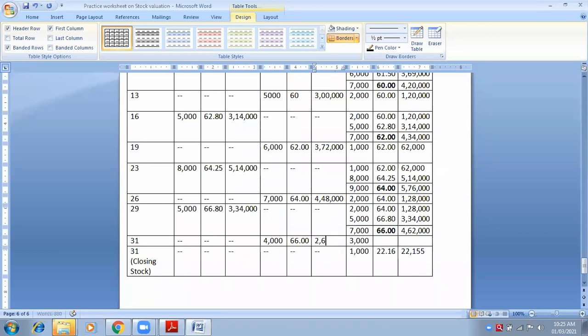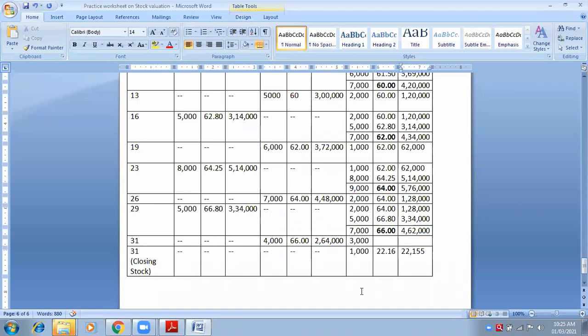4,000 into 66 is how much? 2,64,000. Now 4,62,000 minus 2,64,000. What is the balancing figure? 1,98,000. Now 1,98,000 divided by 3,000 should be 66.00. Is it 66? Yes, 66.00. So we are correct. I mean, we are doing it right. Is it clear, everyone? Yes, ma'am.